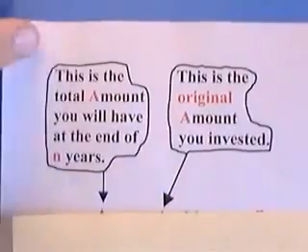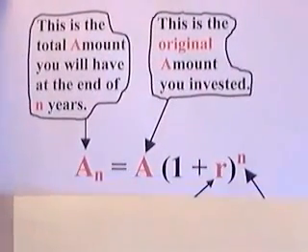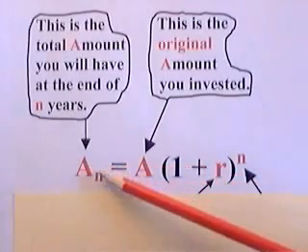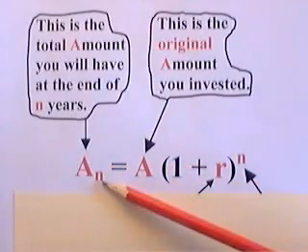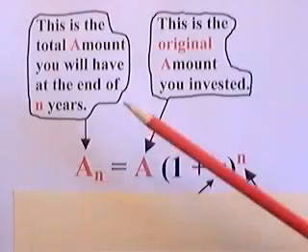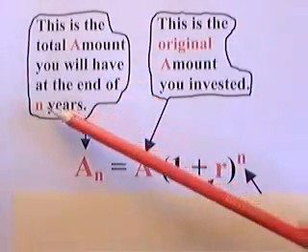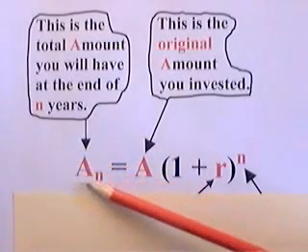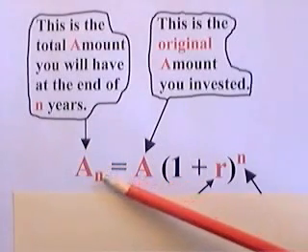Alright, now let's get that down here. There we have it. Alright, now I'll deal with the first two parts first. This A with a little n at the bottom here, this is the total amount you will have at the end of n years. So in that last example that I was doing, this little n would have been 3.